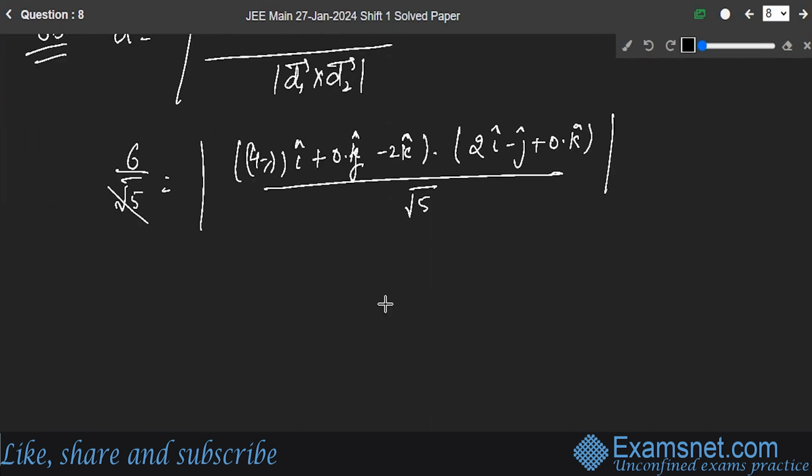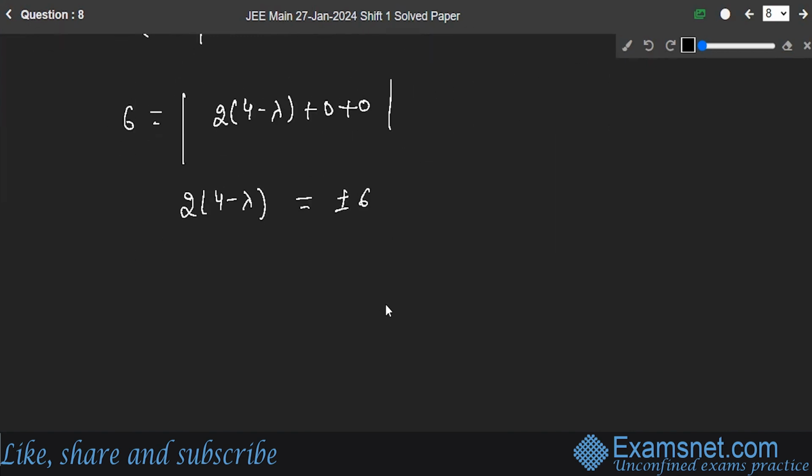First of all, these two root 5 will cancel out and you will have 6 is equal to, let's find out the dot product. This will be 2 times 4 minus lambda plus 0 plus 0. So you have 2 times 4 minus lambda is equal to plus minus 6, or you have 4 minus lambda is equal to plus minus 3, which gives you 4 minus lambda is equal to 3, or 4 minus lambda is equal to minus 3.